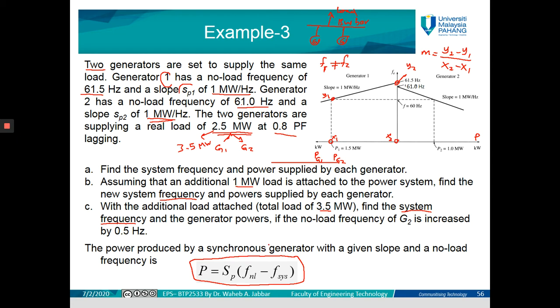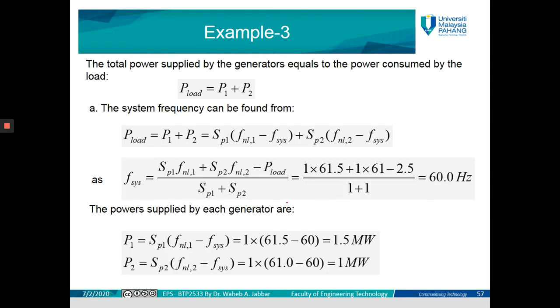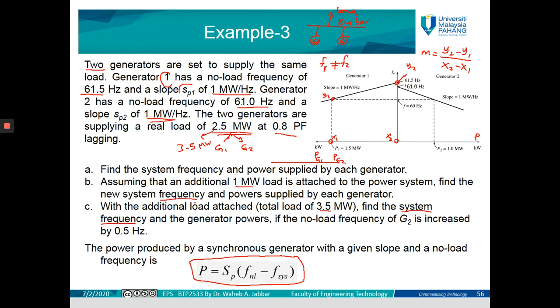When we connect more than one generator, the load should be divided between P1 and P2, P1 for generator 1 and P2 for generator 2. If we apply the formula, P equals SP times F no load minus F system, we have P1 equal to SP1 times F no load 1 minus F system, while P2 equals SP2 times F no load 2 minus F system. So we have F no load 1 and F no load 2.